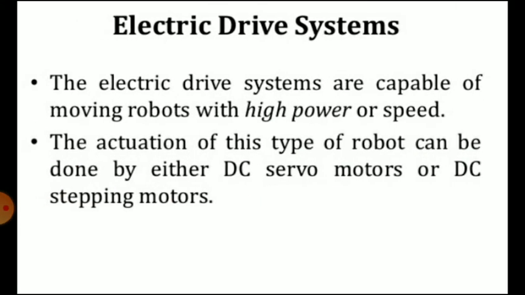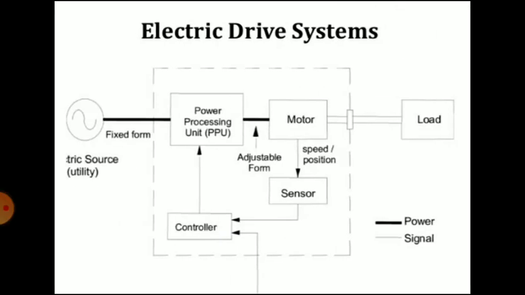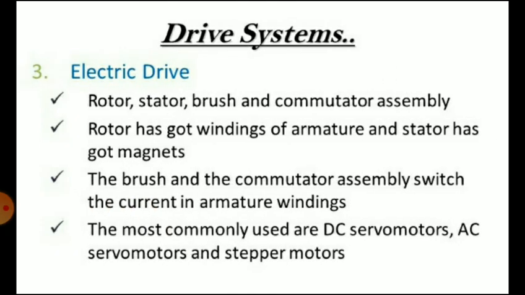Then the third drive is the electric drive system. The electric drive systems are capable of moving robots with high power or speed. The actuation of this type of robot can be done by either DC servo motors or DC stepping motors. This is a block diagram of the electric drive system. Electric drive systems do not generally provide as much speed or power as hydraulic systems.